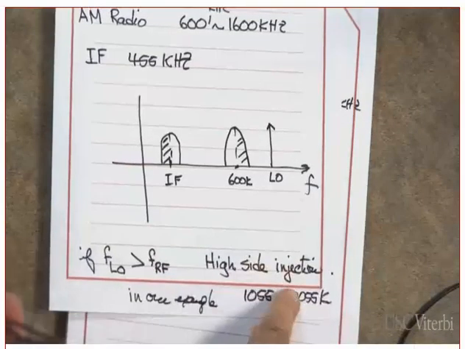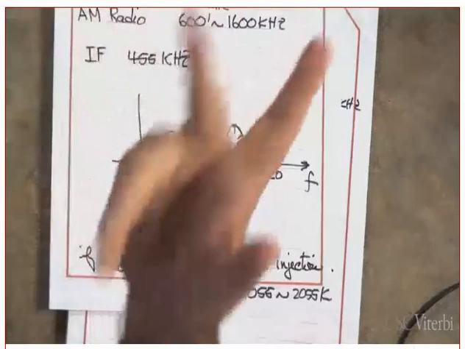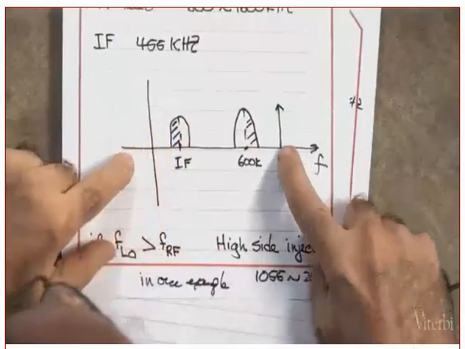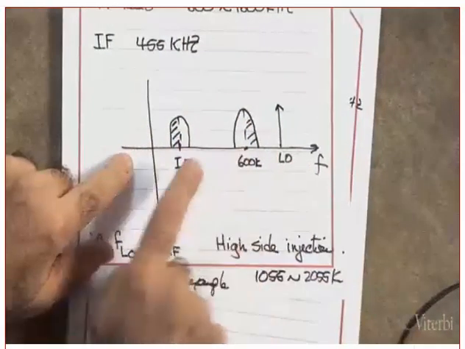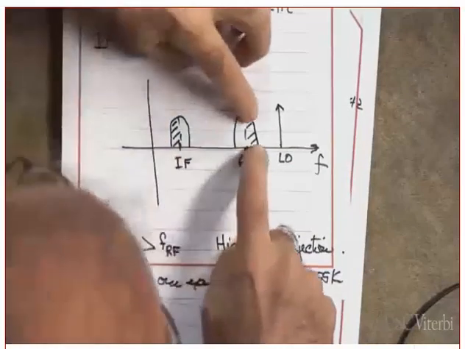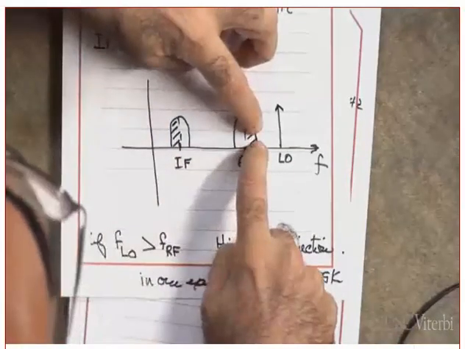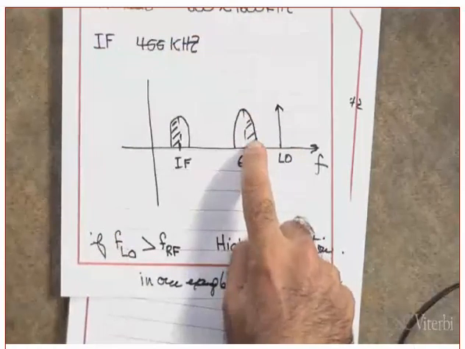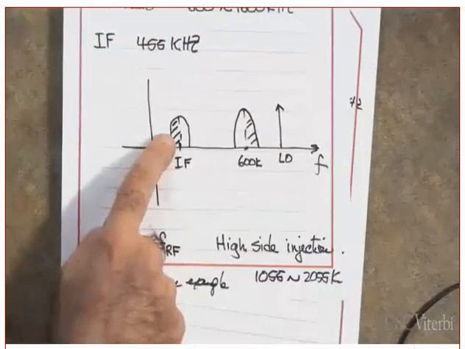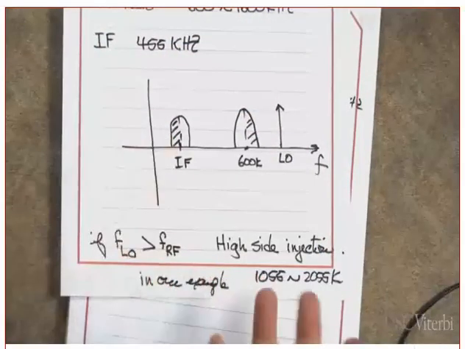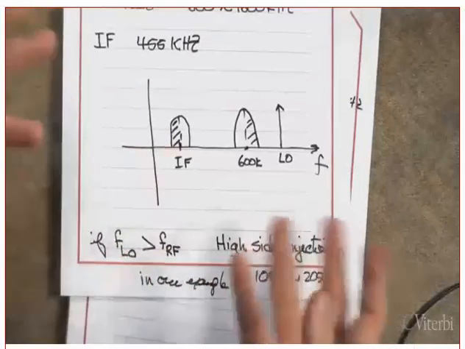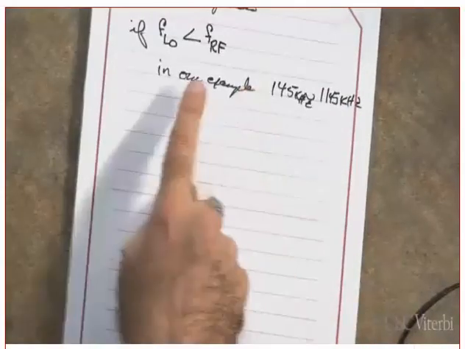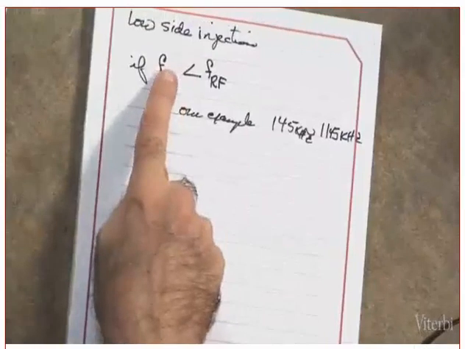High side injection will invert your spectrum. Did you understand why is that? What is the difference between LO and this RF? It is IF. This one is higher than the RF, which means when you subtract this from this, the answer is lower, which is this one. Yes or no? I'm going to run out of time quickly. Does this one invert it? The low side injection. This one does not invert it.